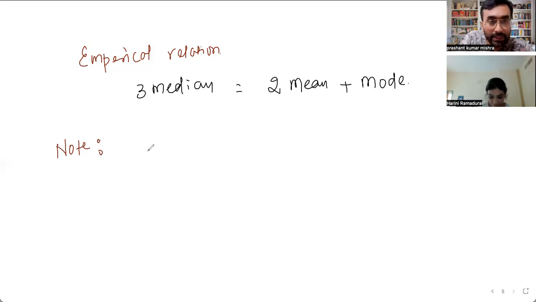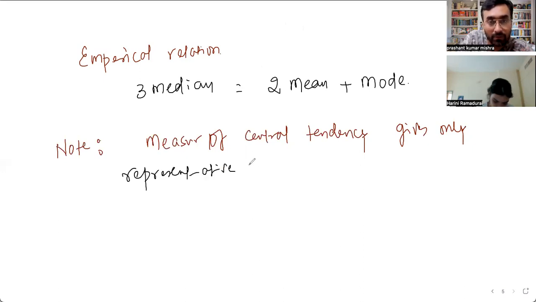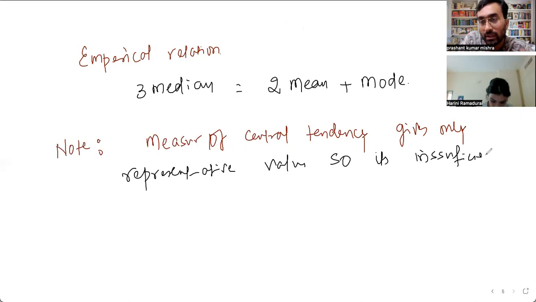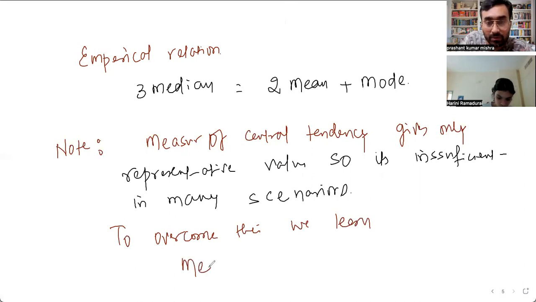So what happens? These measures of central tendency, like mean, median, and mode, give only a representative value. So it's insufficient in many scenarios. To overcome this, we learn measures of dispersion, which we learn in grade 11.